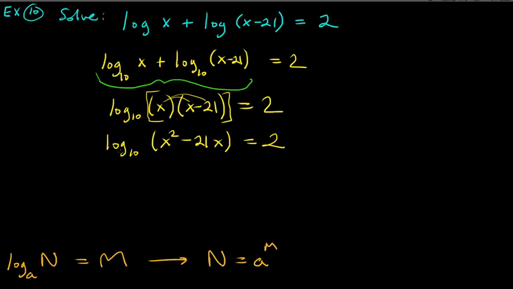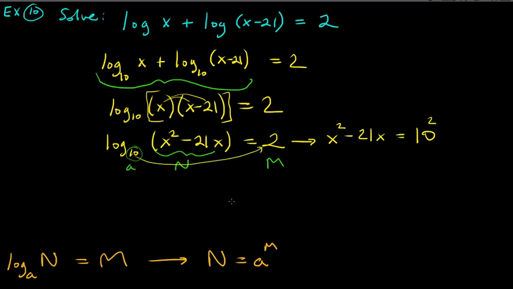So now we can see, my a is 10. My n, this is all n. So that's a, that's n, and this is m. So now I can convert this to an exponent. My n is just x squared minus 21x, and this is going to be a, which is 10, raised to the power 2. So this 10 gets kicked to the other side, knocking the 2 into the exponent.